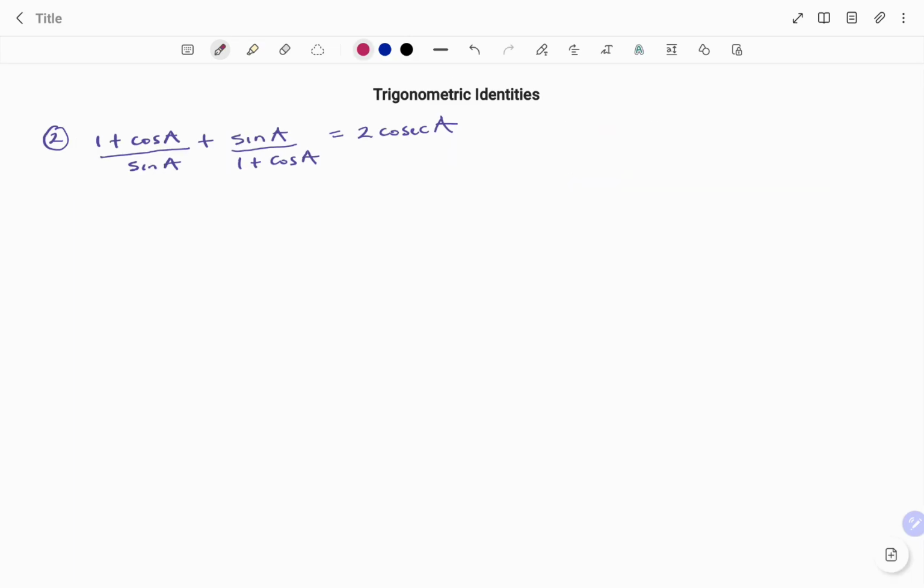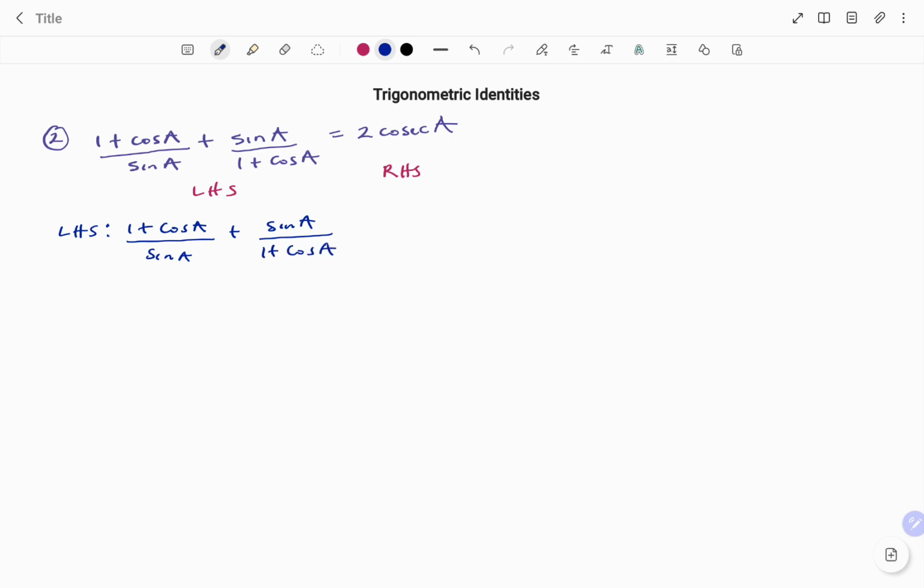In the second example, I have (1 plus cos A) over sine A plus sine A over (1 plus cos A) equals cosec A. Like I did earlier, you have to determine which side you're proving. I have my left-hand side and my right-hand side. In this case, I'm going to be proving from my left-hand side. And what I have is 1 plus cos A over sine A plus sine A over 1 plus cos A.